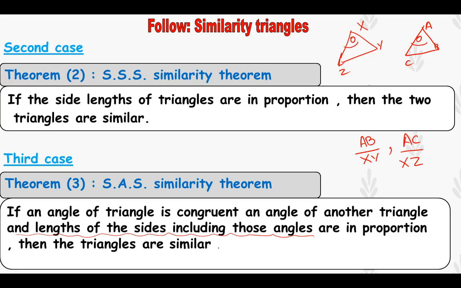So the conditions are: if the measure of angle A equals the measure of angle X and the two sides AB over XY and AC over XZ are proportional, that is to say AB over XY equals AC over XZ, then we say that triangle ABC is similar to triangle XYZ, as we are going to see in the following examples. Okay?